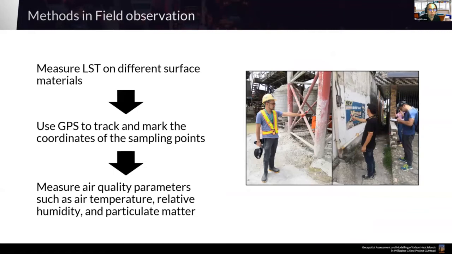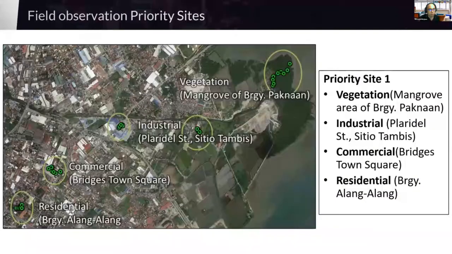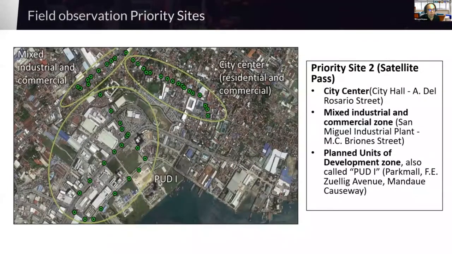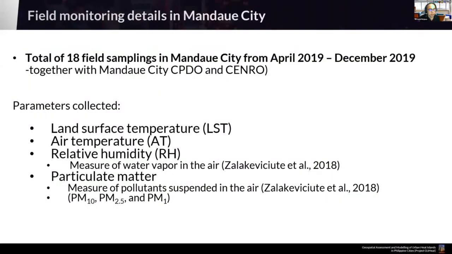During field sampling, we measured LSTs on different materials using an infrared thermometer. We tracked and marked sampling points using GPS and measured air quality parameters using a PM sensor. Here are the priority sites of our study. For priority site 1, we have 4 areas of interest. We have the vegetation, industrial, commercial, and residential area. For priority site 2, we have 3 areas: the city center, mixed industrial and commercial zone, and planned units of development, or PUD1. A total of 18 field samplings were conducted in Mandaue City.